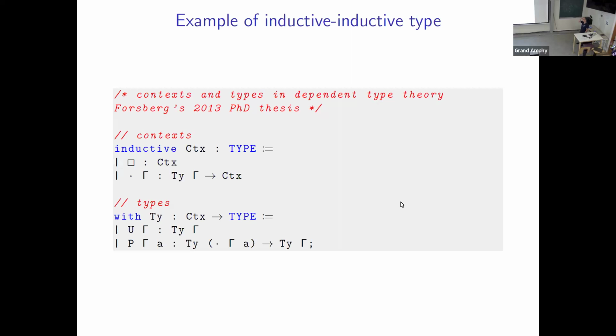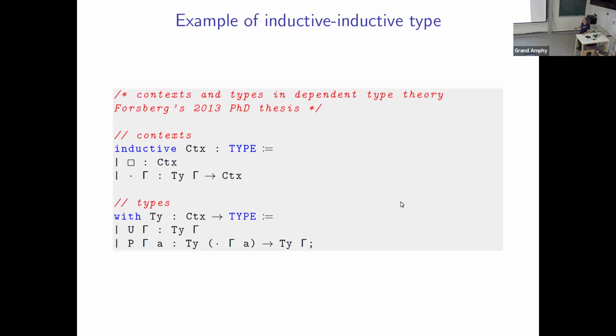And you can also, if you know this, perhaps encode inductive types. So a well-known example is how to represent typed contexts. Here in this case, it's called inductive because you want to define a type of contexts. And how is a context built? So you have the empty context, and then you can extend.